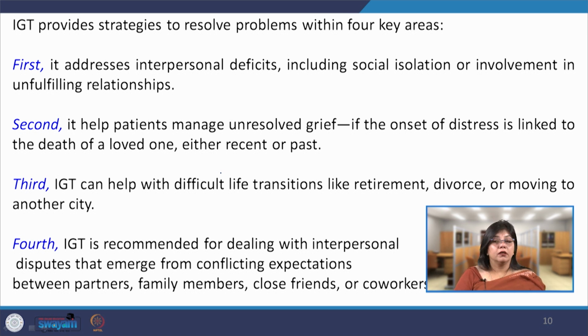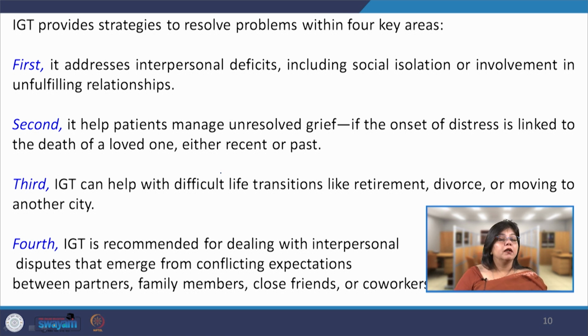It talks about depression which is caused by the loss of a loved one and leads to grief and depression. The other is that IGT can help deal with difficult life transitions such as retirement, divorce or moving to another city. For example, ostracism. When a person moves from one city to another, there can be cultural shocks or cultural differences. The person finds a lot of difficulty based on their language and lifestyle, and how people tend to face those psychological problems while adjusting to those new places.